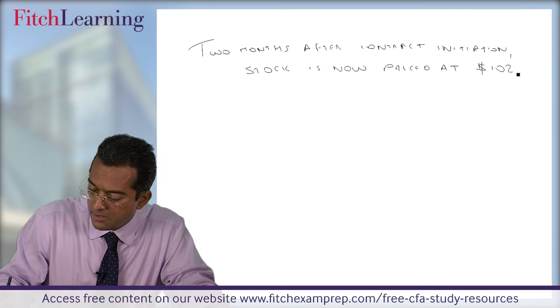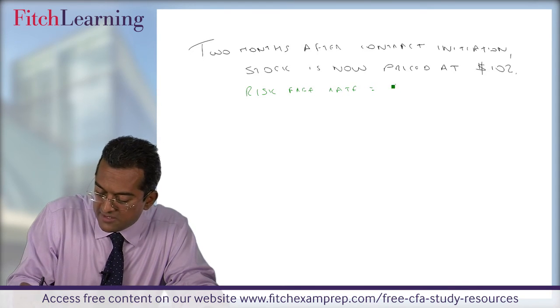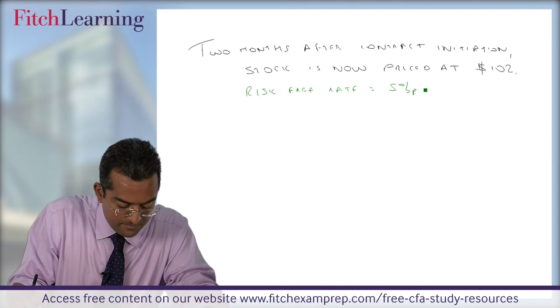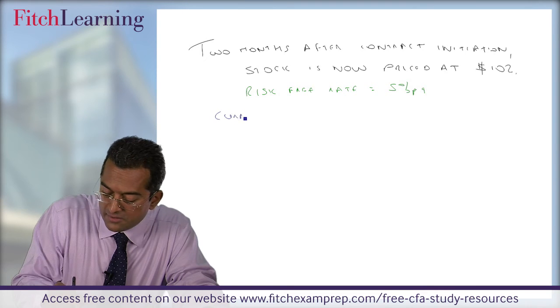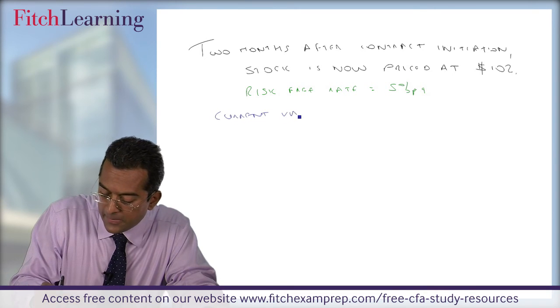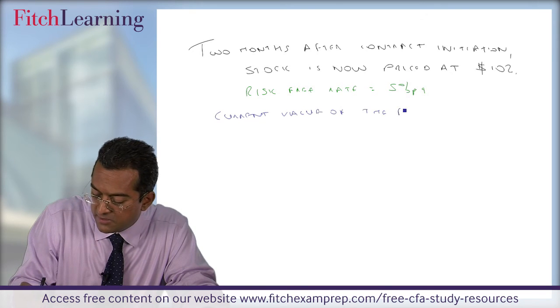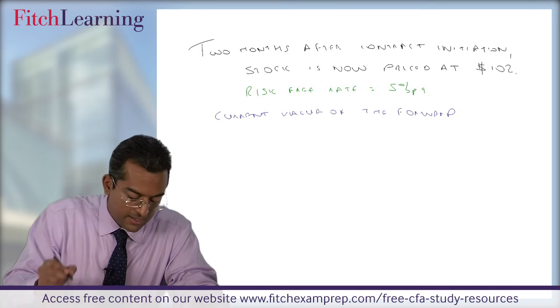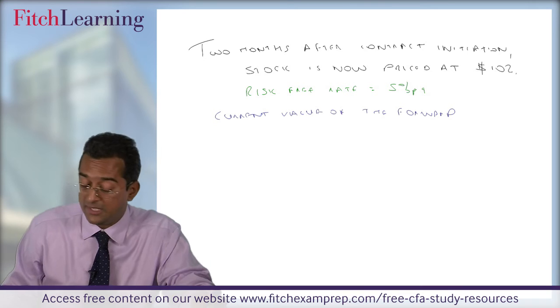Now, let's keep everything else as it is. The risk-free rate we said was 5%, and it still is, 5% per annum. But the question is, what is the current value of the forward? I just want to use the same example and continue it on. We've already worked out the forward price at initiation anyway.